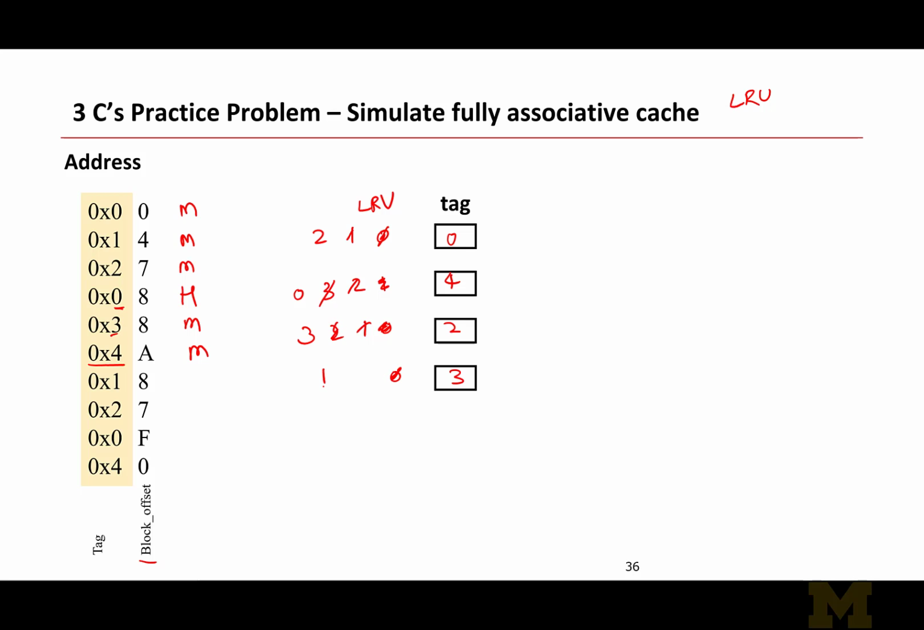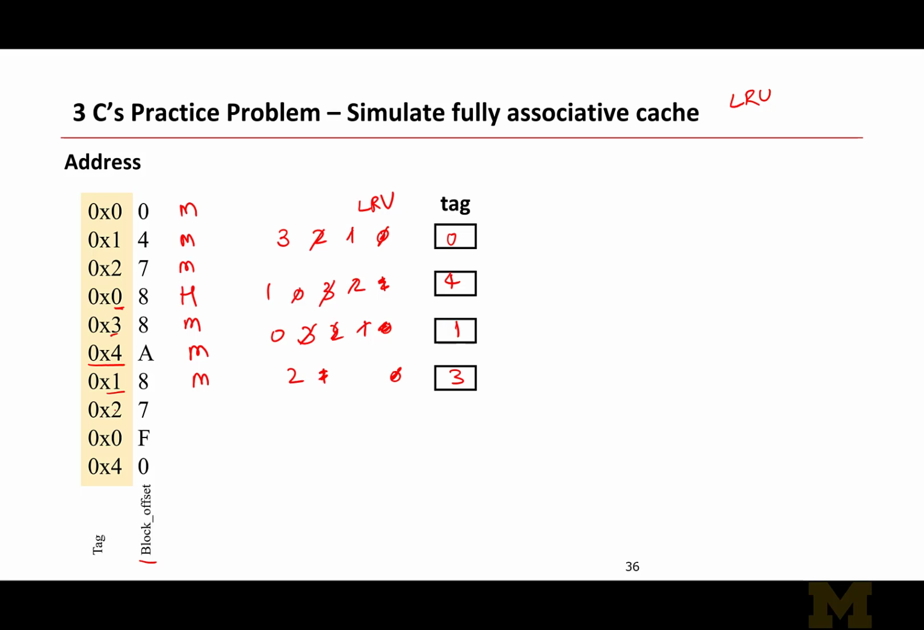Okay, right, so now I have access to 1. Unfortunately, we just kicked this tag out, so it's going to be a miss. So now I have to kick someone else out to bring in this block. So the LRU is going to be this tag 2, so I'm going to replace this with tag 1 and reset this LRU rank to 0, increment everyone else by 1.